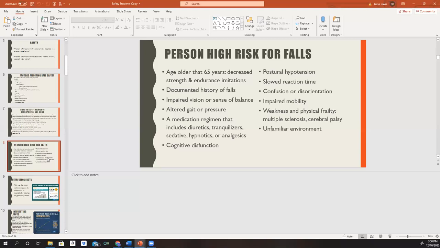If they're confused or disoriented, you know right away they are going to be at risk for having a fall, because they don't have a firm understanding of their environment or their safety awareness. They don't really know what's going on.